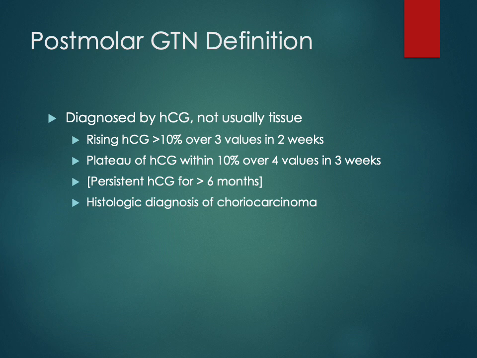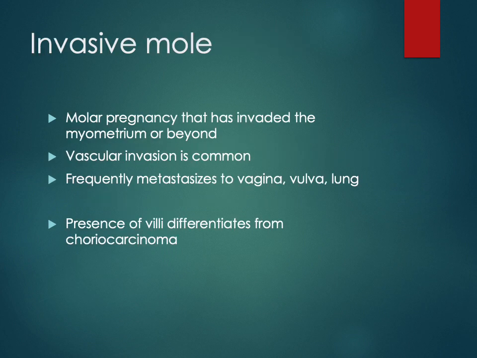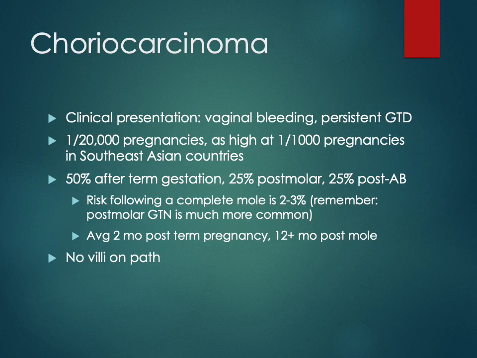And this is just a definition. Some people used to use the persistent HCG for greater than 6 months. It's not used anymore. But then also the histologic diagnosis of choriocarcinoma is also a way to diagnose postmolar GTN. And you'll see an invasive mole sometimes, which is a molar pregnancy that's invaded beyond the myometrium. Vascular invasion you can see, and there's frequent mets to the vagina, vulva, and lung. The presence of villi differentiates an invasive mole from a choriocarcinoma. I think that's probably beyond CREOG level questions, but it's good to know.